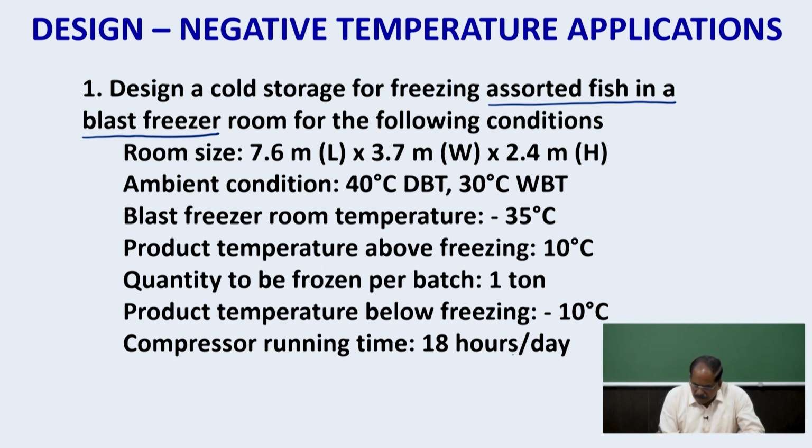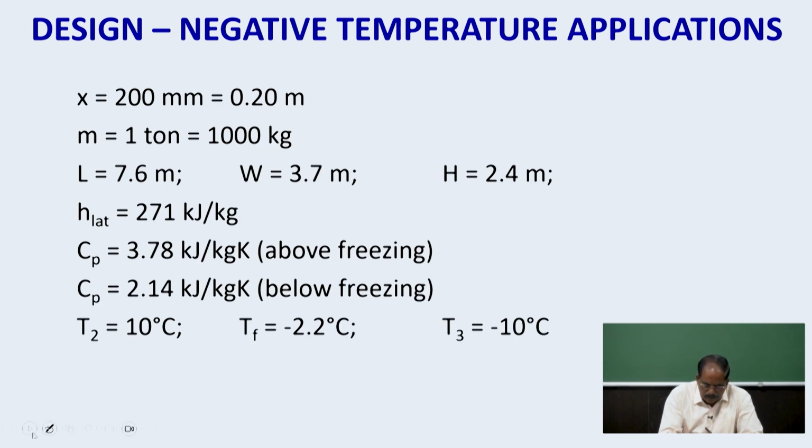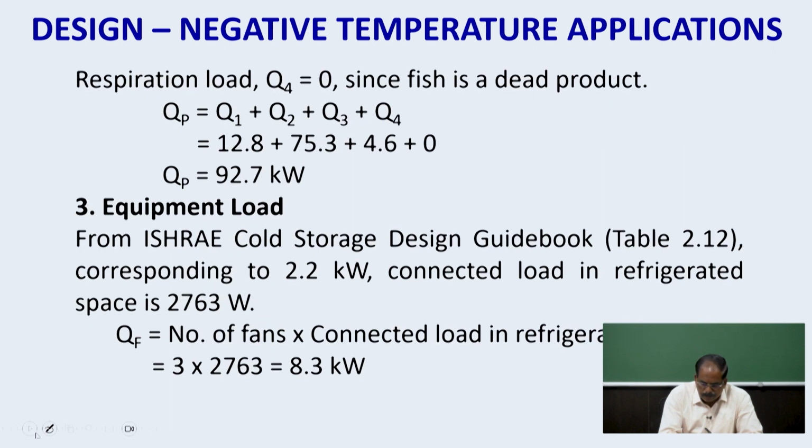Compressor running time is 18 hours per day. Specific capacity above freezing and specific capacity below freezing are given. Freezing temperature is given. Insulation is extruded polystyrene. For the previous problem, we used expanded polystyrene. Thickness of the insulation is 200 mm. Number of fans and safety factor are given. So let us solve this problem.